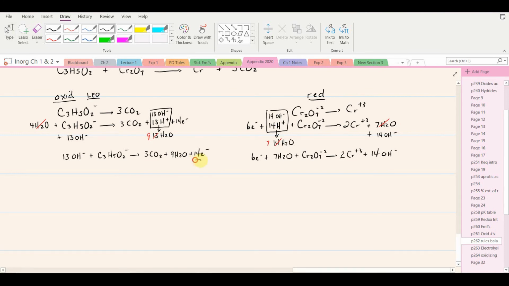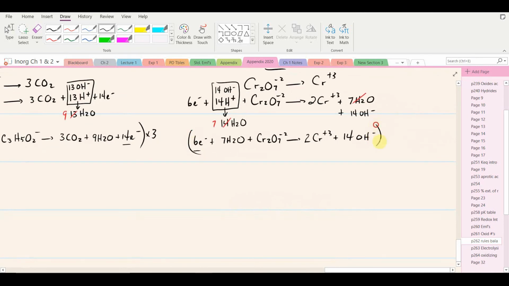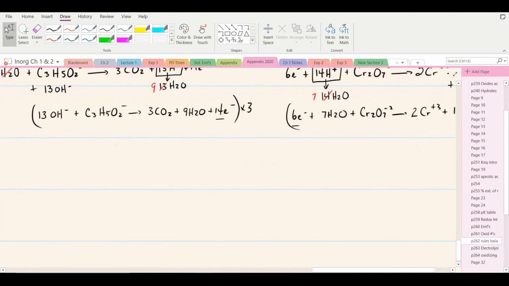Next step is to find the lowest common multiple of electrons. We have 14 on the left and 6 on the right. What's the lowest common multiple of 14 and 6? Well, if I double 14, that's 28. 6 does not divide evenly into it. But 14 times 3 is 42, and 6 divides evenly into it 7 times. So if I multiply the left equation by 3, that's 42 electrons. If I multiply the right equation by 7, that's 42 electrons, so that should work. So again, it's not difficult, but it requires some care.